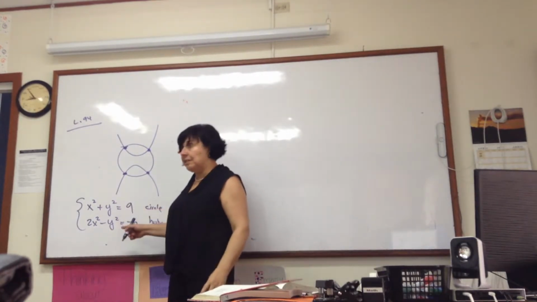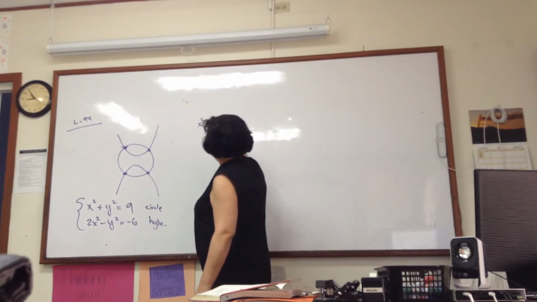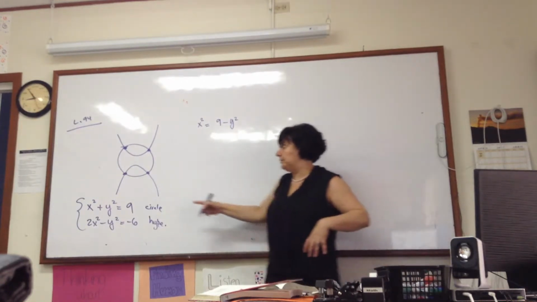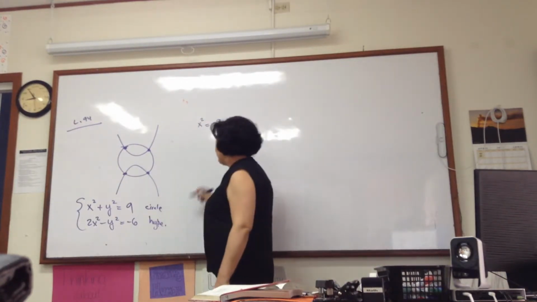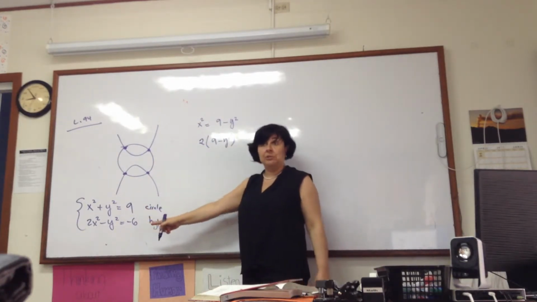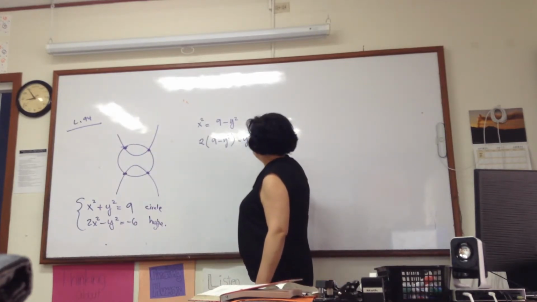So in this case, we're lucky because we can do the following. X squared equals 9 minus y squared. Do you agree? That's from the first one. Then you substitute, and I substitute in the bottom. So I have 2 times 9 minus y squared, because I'm substituting x squared. Do you agree? Minus y squared equals minus 6.